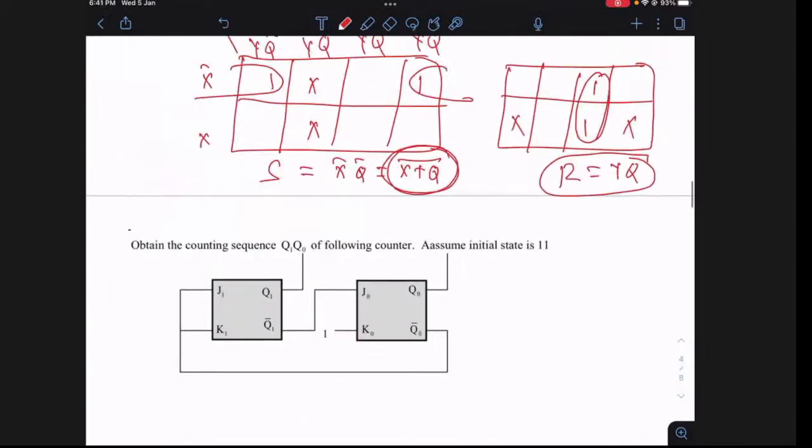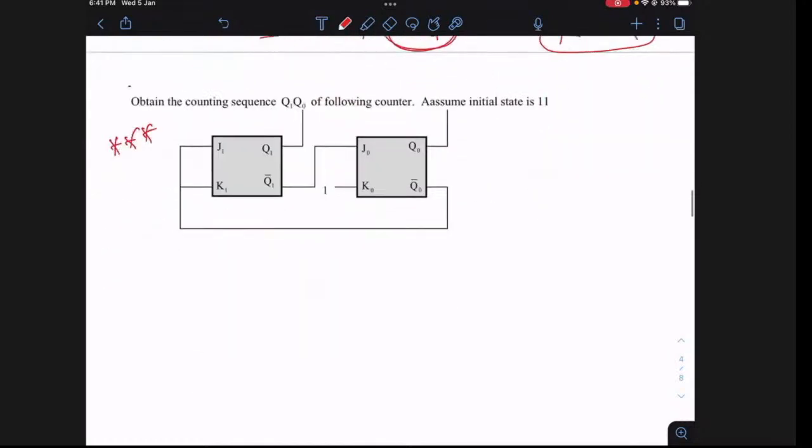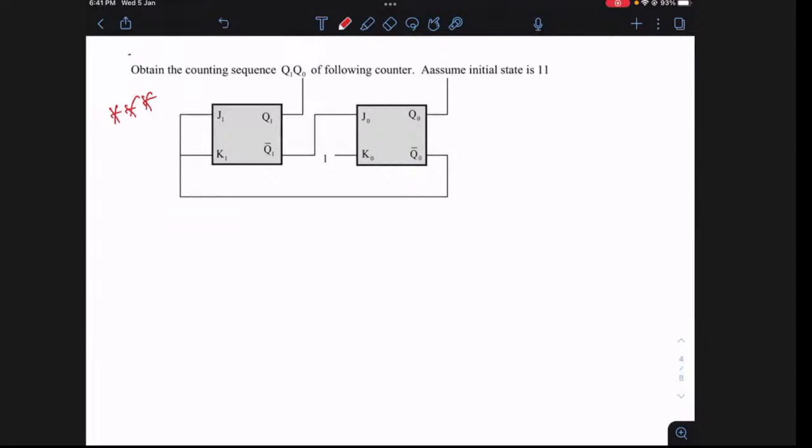Let us answer these questions. The answer here is 55296. Okay, great. This model question I'm marking with 3 stars, as it is very frequently asked. Obtain the counting sequence Q1, Q0 for the following counter. Assume the initial state is 1, 1. Obtain the counting sequence of this counter.